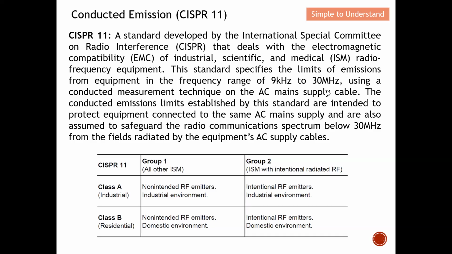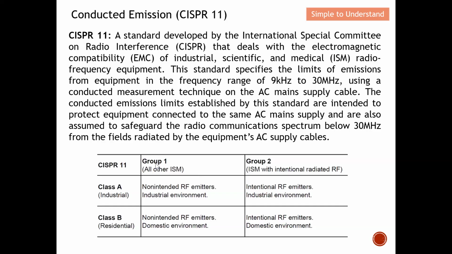So basically, we are going to measure the emission from the AC main supply cables. The conducted emission limits established by this standard are intended to protect equipment connected to the same AC main supplies, and are also assumed to safeguard the radio communication spectrum below 30 megahertz from the field radiated by the equipment AC supply cable. In short, if you build, for example, a mobile phone with Bluetooth, then you need to test under this CISPR 11 standard.